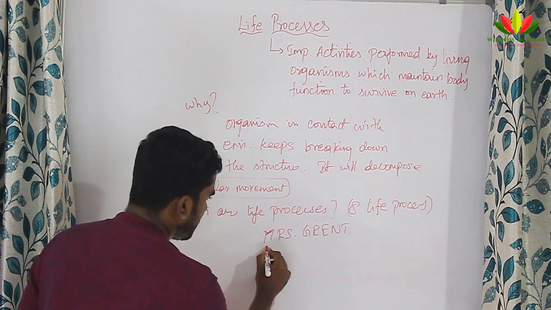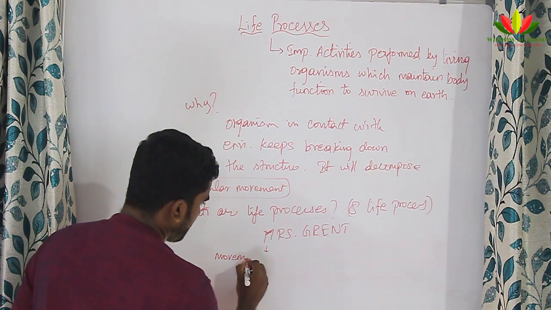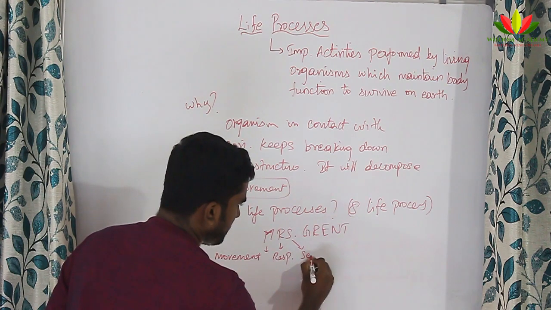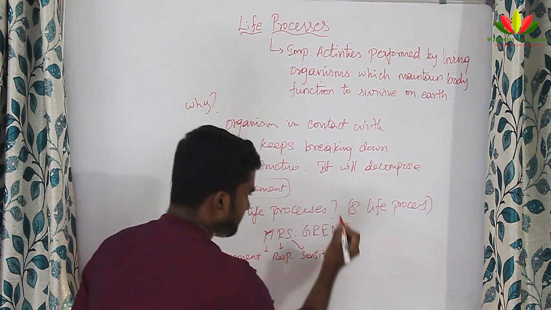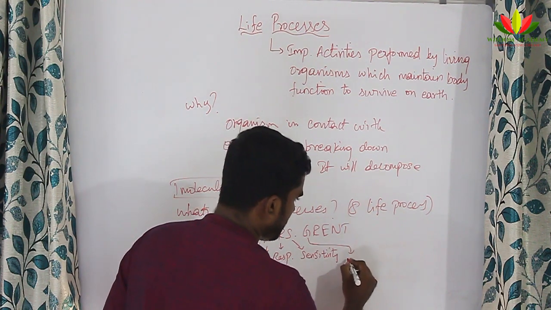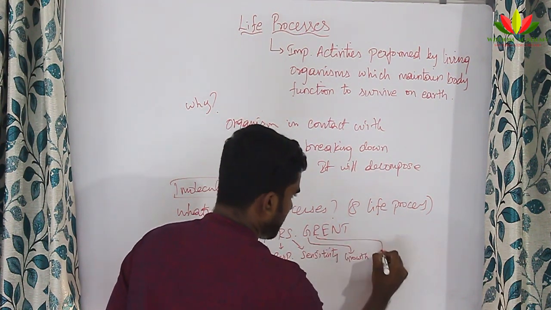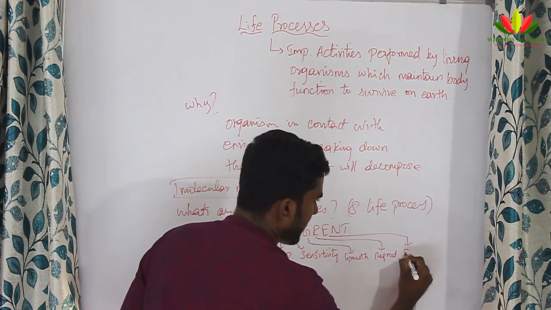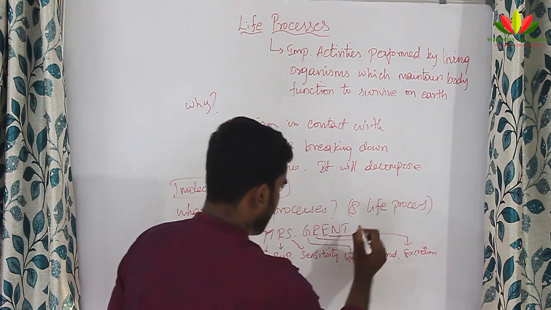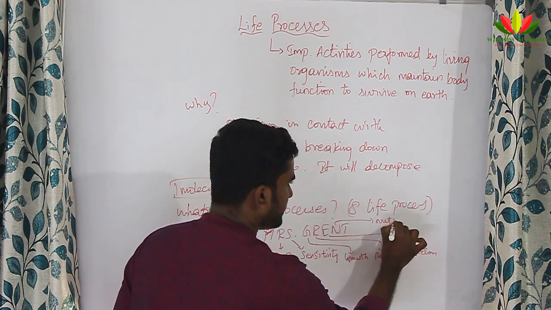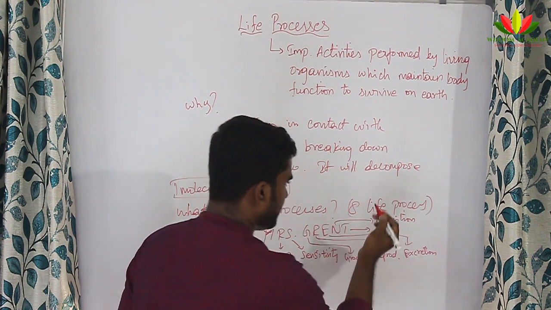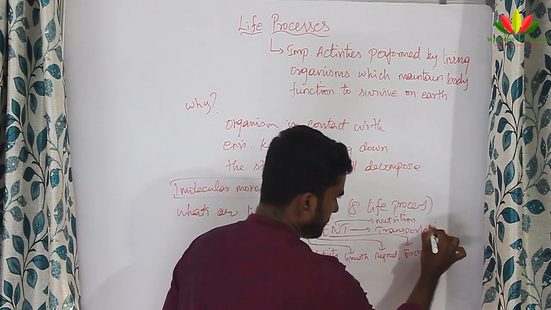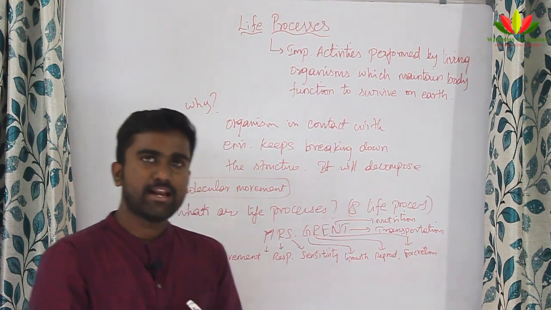Mrs. Grant: M stands for movement, R stands for respiration, S stands for sensitivity, G stands for growth, R stands for reproduction, E stands for excretion, N stands for nutrition, and T stands for transportation. These 8 are called life processes.